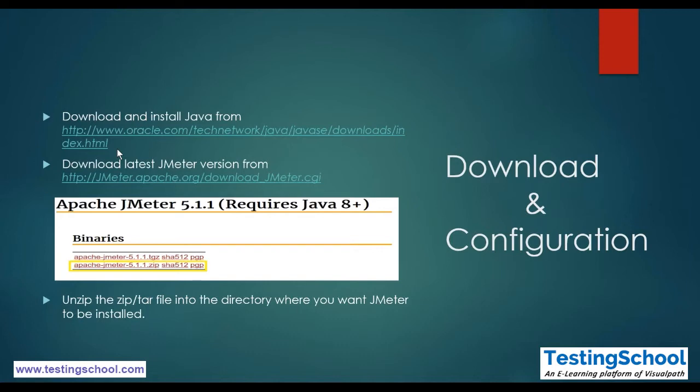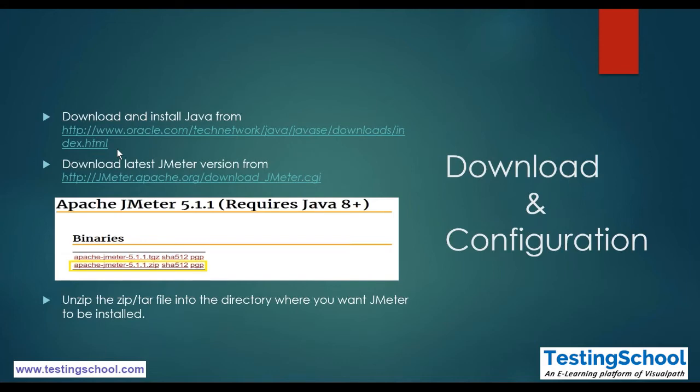Once JDK and JRE has been downloaded and configured in your machine, you have to download the latest JMeter version from the given URL, which is the second one, the official site of Apache JMeter. I have given you the screenshot also here. Currently the latest version is 5.1.1 and it needs Java 1.8 and above.